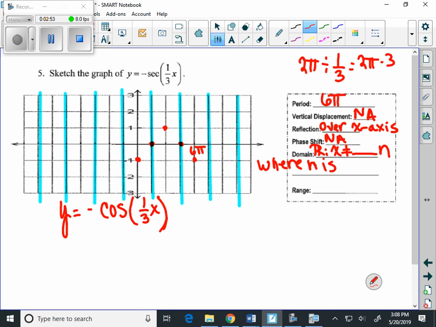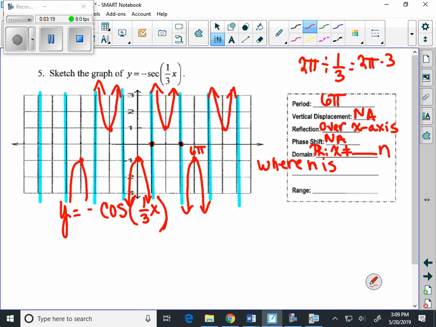And what we have is this. There's one period. Here's the start of the next period. And we can go the other direction. So there's 3 periods of the graph. And that should be enough for us to identify what we need to on here. But we do need to figure out, well, where are the asymptotes?